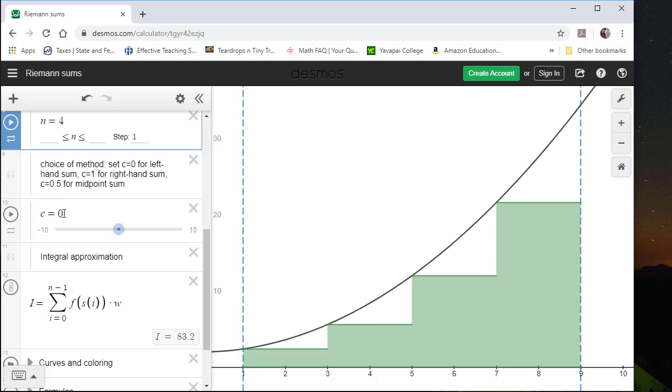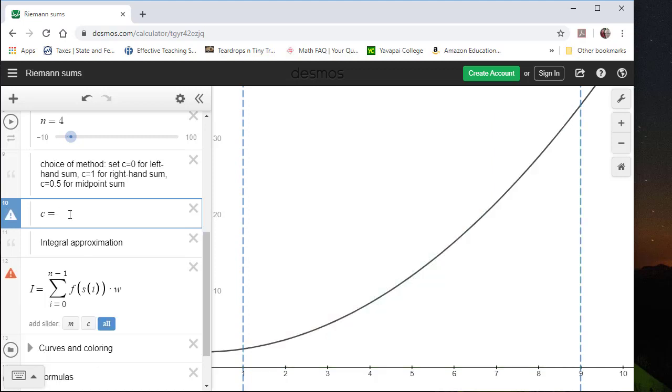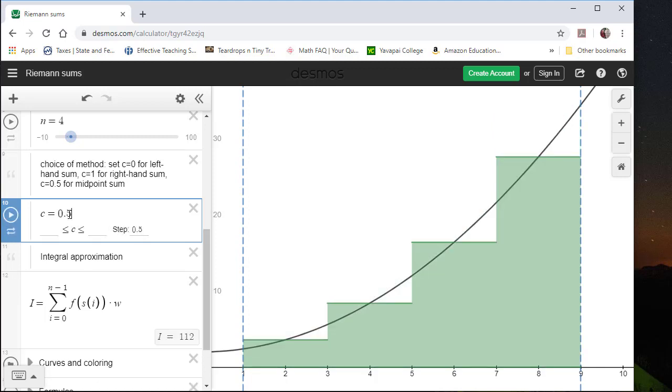C equals 1 for right-hand sum. So there's our right-hand sum. It gave us 147.2, just like it was before. Notice that each one of the rectangles touches on the right-hand side. And if we put in 0.5, it's going to give us the midpoint sum. And you see that the rectangles are passing through the curve at the midpoint of the width. And we get that same number, 112, that we did by hand.